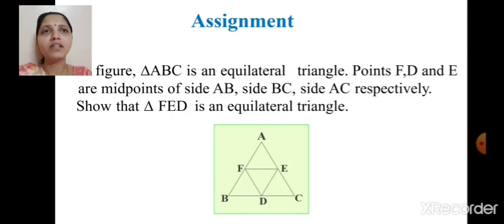So now let's see the assignment question. In figure, triangle ABC is an equilateral triangle. Points F, D and E are midpoints of side AB, side BC, side AC respectively. Show that triangle FED is an equilateral triangle. Okay, so this question is very simple one. I know you all can solve this.